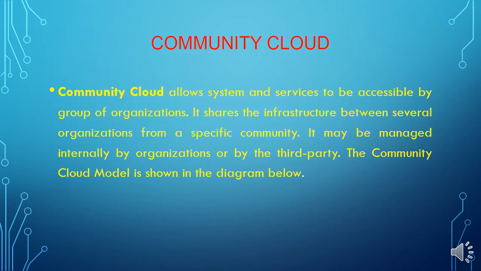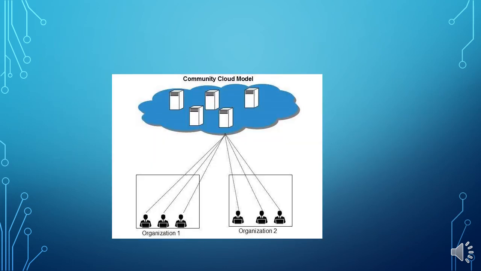Community cloud always allows systems and services to be accessible by a group of organizations. It will share the infrastructure between several organizations from a specific community. It may be managed internally by the organizations or by a third party. The community cloud model is shown in the diagram. The community cloud model will have a combination of organizations. They may be related by collaboration, working style, or the services they provide, so they will be integrated into a community cloud.